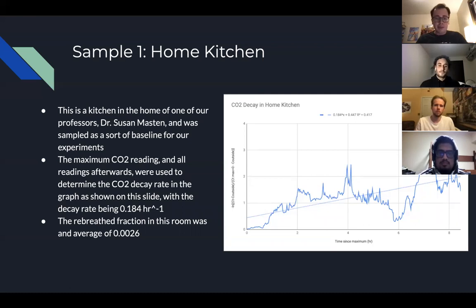Here specifically, it was 0.184 per hour, which is a pretty average rating. The CO2 decay rate is basically how CO2 leaves the room. And then, using that data, we also found the rebreathed fraction, which is how much CO2 you're breathing in that someone already exhaled. The lower the better in most cases. And here it is actually 0.0026, so a pretty good reading.